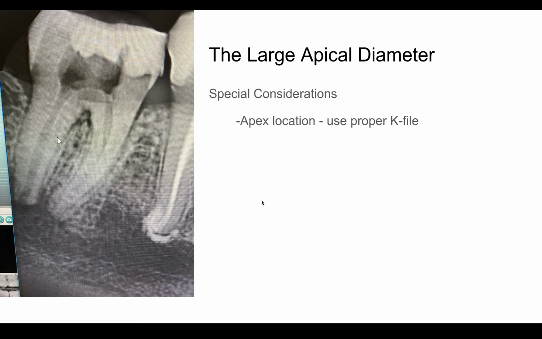I think the most important part is just making sure that you know a 15 file probably isn't going to cut it here. This is probably going to take something on the order of a 35 to 40 in order to get proper reading with the K-file and the apex locator.